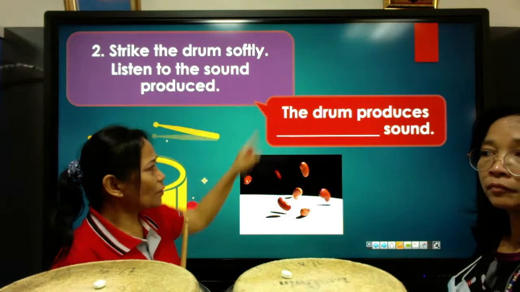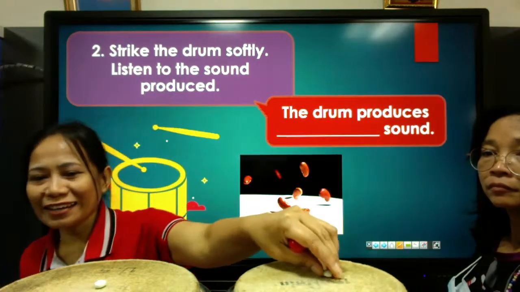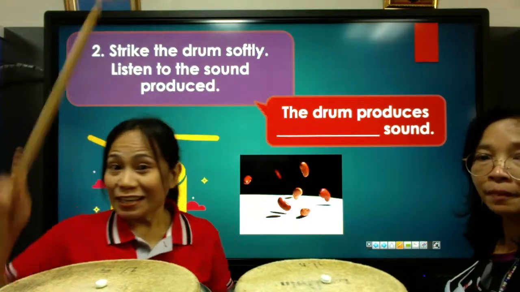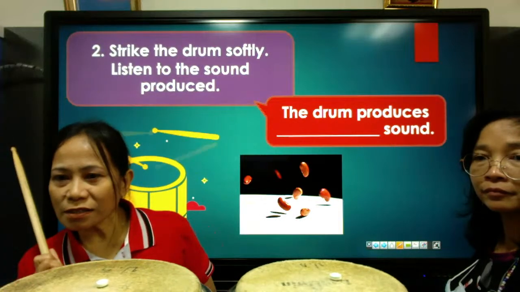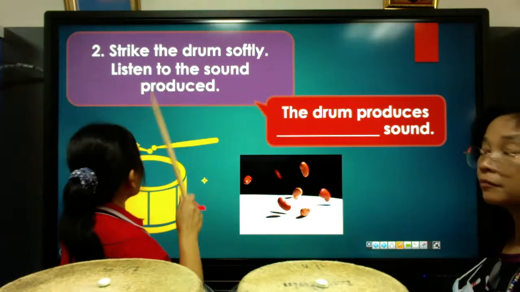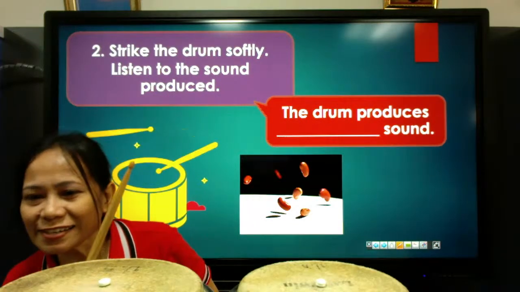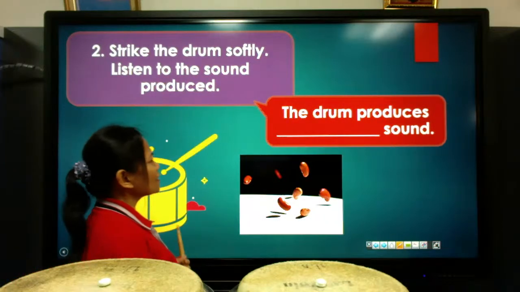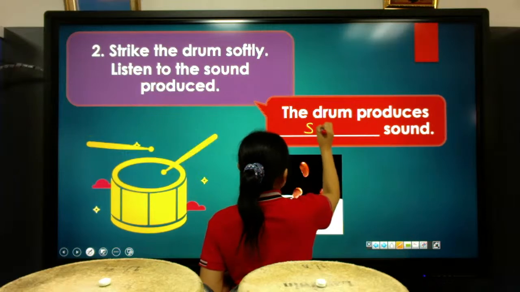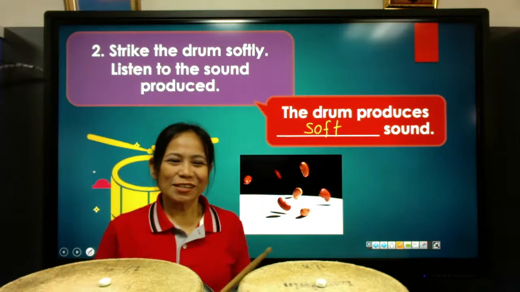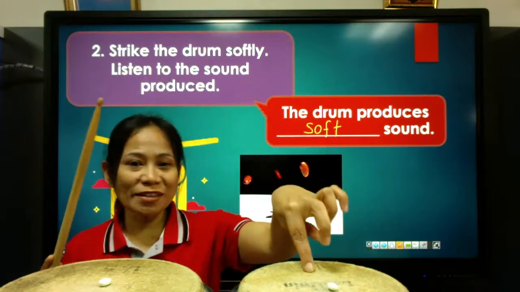Strike the drum softly, listen to the sound produced. So what is the sound? The drum produced what sound? Is it loud or soft? May I see your answer? Okay, listen to the sound. Is it soft or loud? Gently strike the drum, just simple like this. Is it loud or soft? Who got the correct answer? Yes, 5/6 number 12, you got the right answer. It is soft. The drum produces soft sound. So when we strike gently, it's not so hard like this. You see the movement of our candy here, right?